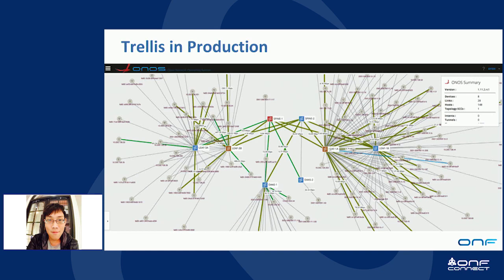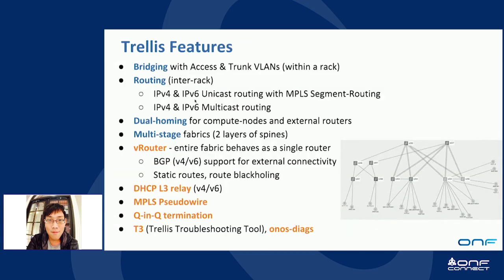And this is showing the ONOS UI of Trellis working in a production network. This snapshot was taken a few months ago, so it's not really up to date, but you can see roughly how it would look like. You can see there are some spine switches over here. There are some leaf switches connected to a lot of servers. Some of the servers are dual homed. Okay, so Trellis features.